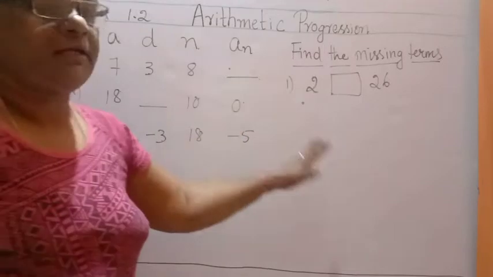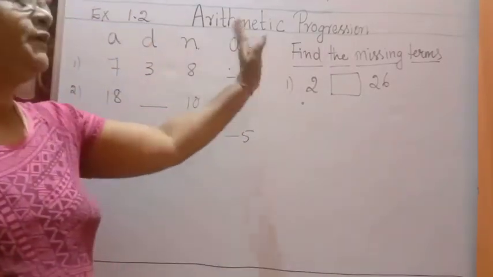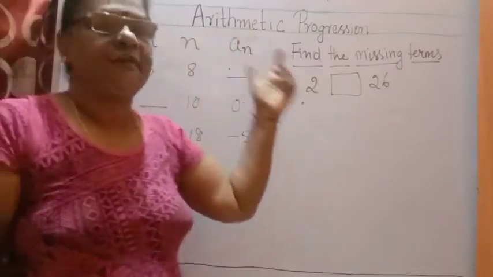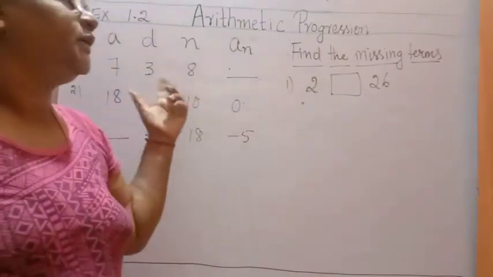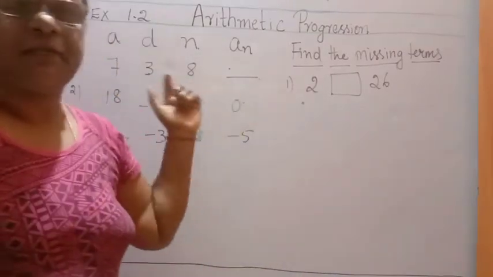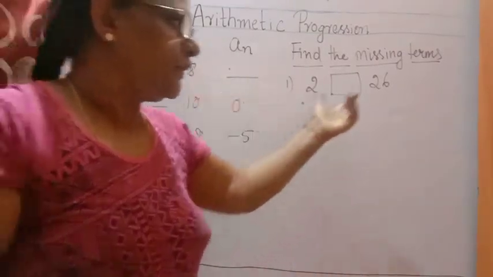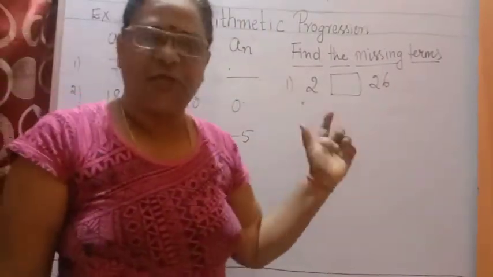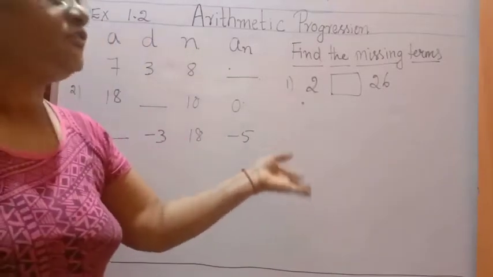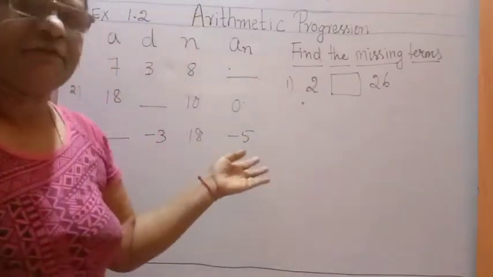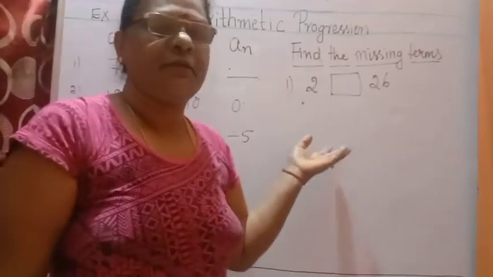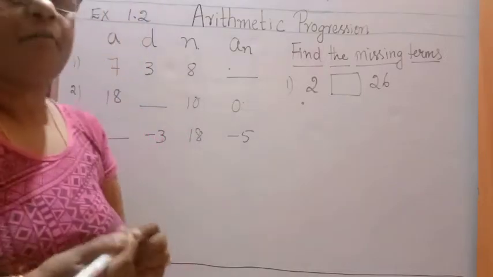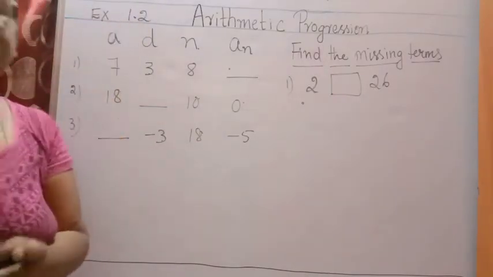In the last video I had started arithmetic progression and I had given you the meaning of arithmetic progression, what the important things involved in it are, how to find the last term using the formula, and how to derive the formula. All those things I have explained in my previous video. Please go through that video, you will get the idea. Today we are going to solve the problems of exercise 1.2.